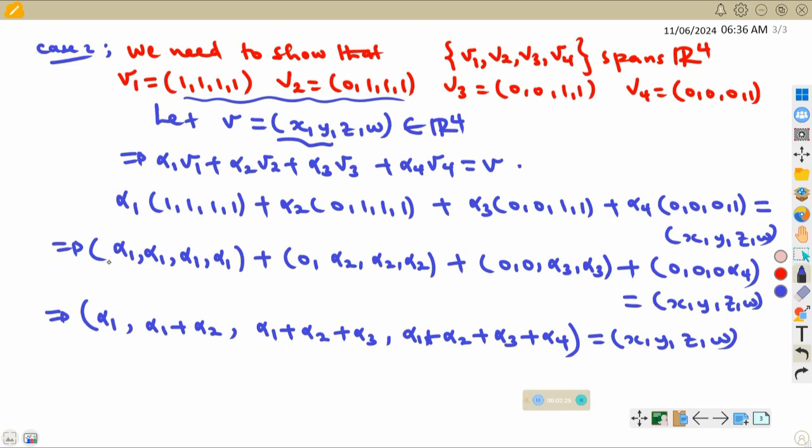The same way, we shall be able to add the corresponding components. Alpha 1 plus 0 plus 0 plus 0 shall remain alpha 1, plus alpha 2 plus 0 plus 0, we shall be able to remain with this. So we shall simplify that, and we shall obtain this expression here. So from here we can equate the corresponding components.